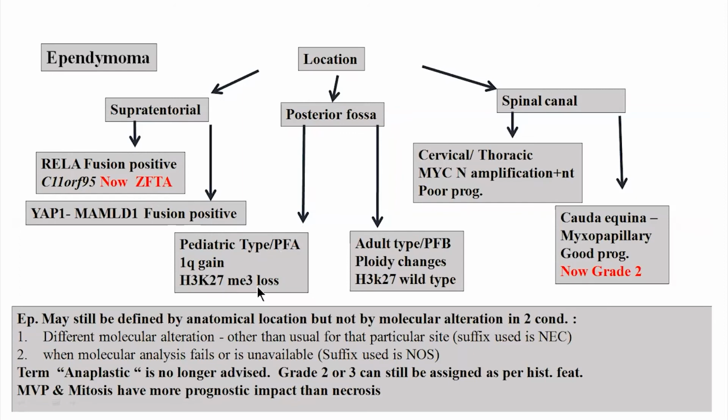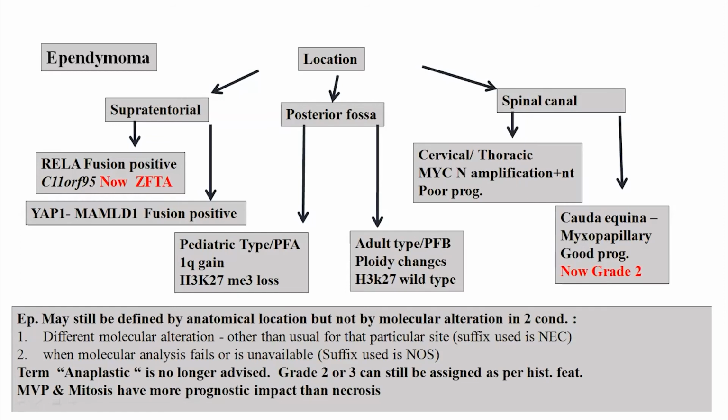This also shows K27M3 loss. Then adult type, which shows K27 wild type expression. Then in the spinal canal, they are cervical or thoracic, which show MYC amplification. They are associated with poorer prognosis. Then in the spinal canal, there is the classical myxopapillary ependymoma.